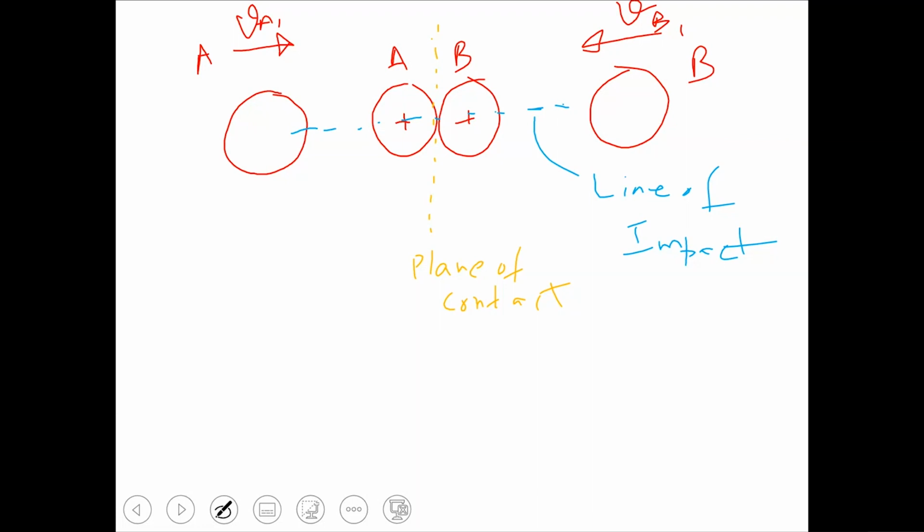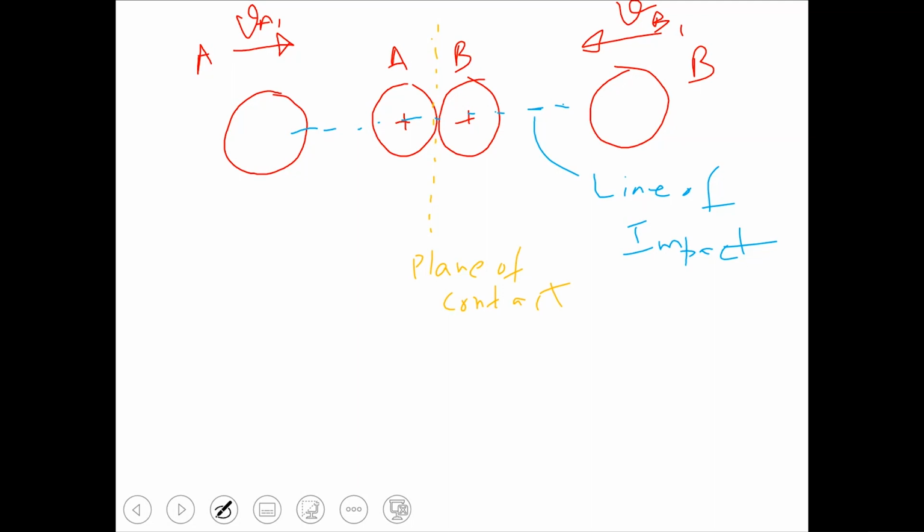Okay, now how are you going to differentiate between central and oblique impact, because the procedure for analysis of both types of impact is different from each other. So first of all, you need to identify which category this impact falls in, and then accordingly we can apply its mathematics and its equations.